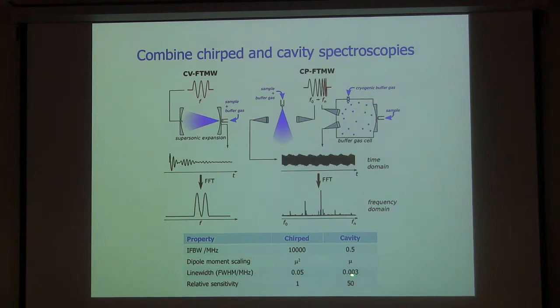The line widths, as you see, are much sharper in the cavity, so we can look at narrow structure and resolve it out much more easily. And the key point here is the chirp experiment is much more sensitive per unit time, per unit megahertz. So there's an advantage in covering this huge spectral range and then concentrating down on only those regions where there are lines.